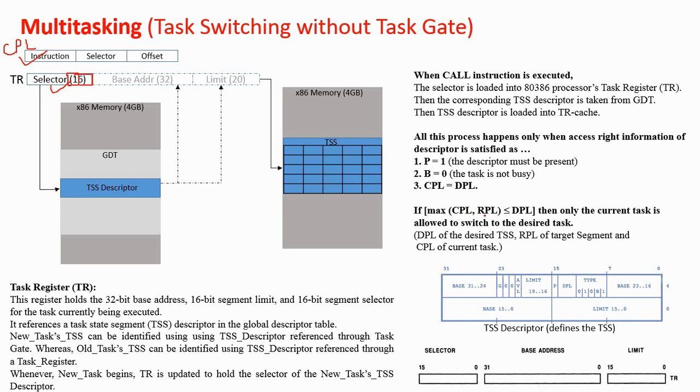The maximum of CPL and RPL should be less than or equal to the DPL field inside the descriptor. It means this field of the descriptor. If this condition is satisfied, then and only then the current task is allowed to switch to the desired task.